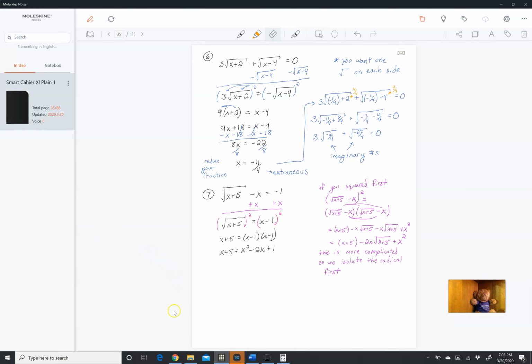The minus 2x comes from minus x from multiplying these, and then another minus x from multiplying these, okay? Now, unfortunately for you, this isn't linear, right? This is quadratic. So when it's quadratic, we have to set it equal to 0, okay? So to set it equal to 0, we want to keep our x squared positive. So we're going to subtract x from both sides, and we're going to subtract 5 from both sides.